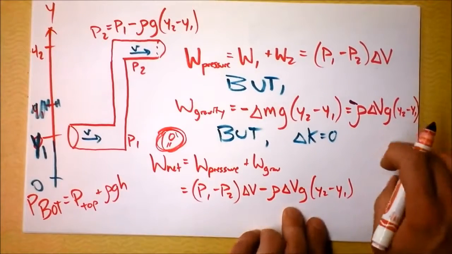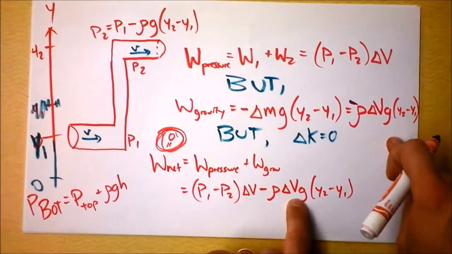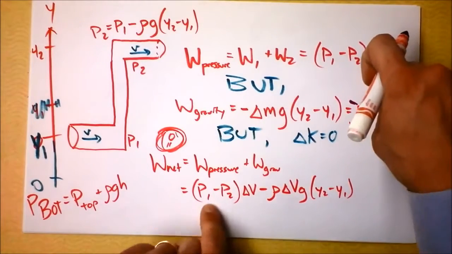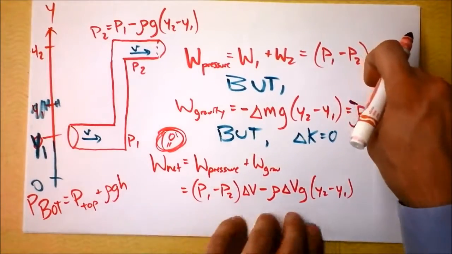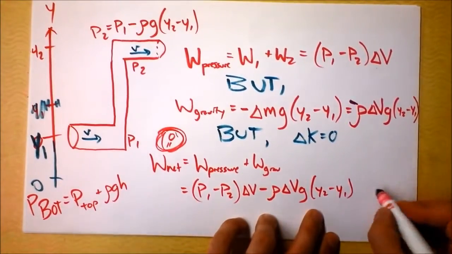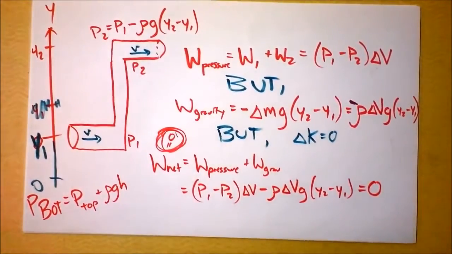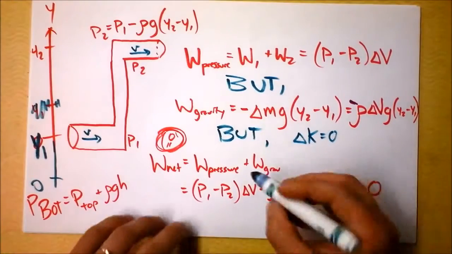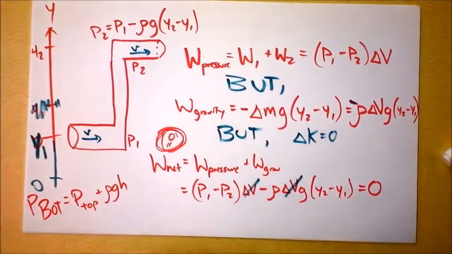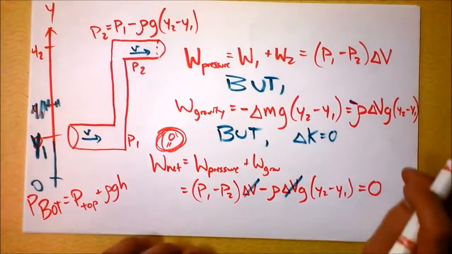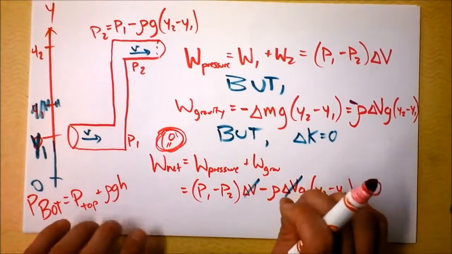All right, do I have the work done by gravity? It's a negative number, and I'm adding it to the work done by the pressure. It's a positive number, and the whole thing is equal to nothing. You see what I can cancel? Ding, ding. This is very, very powerful. We've canceled the volume again.